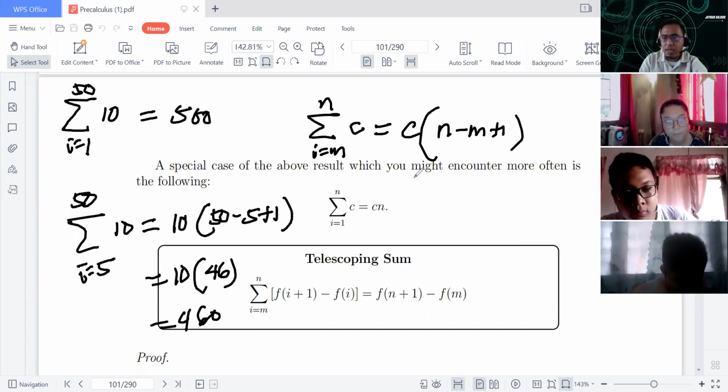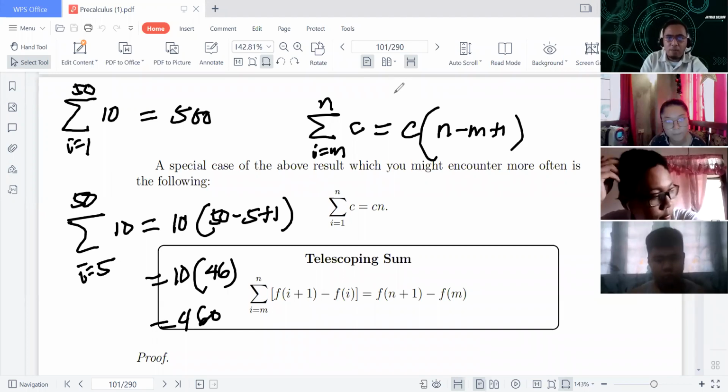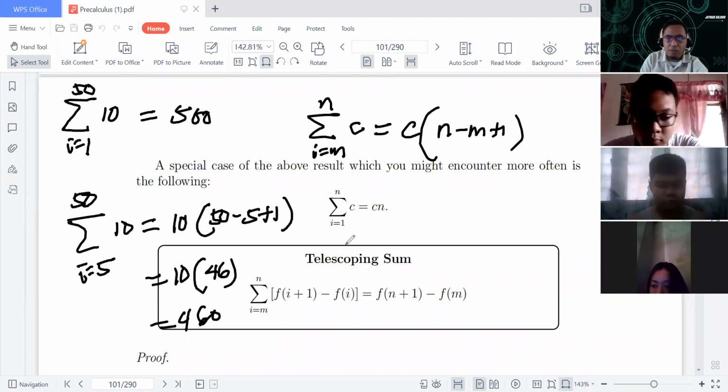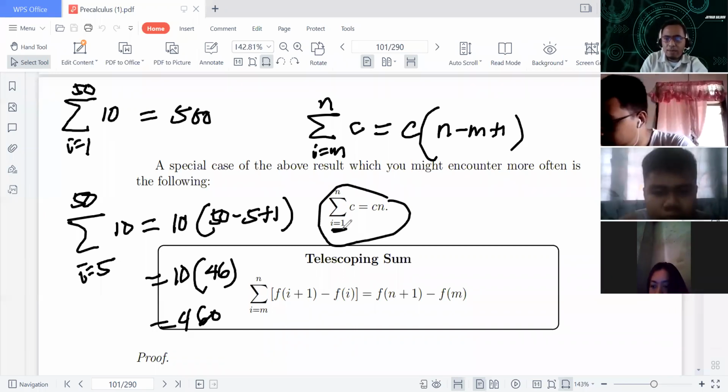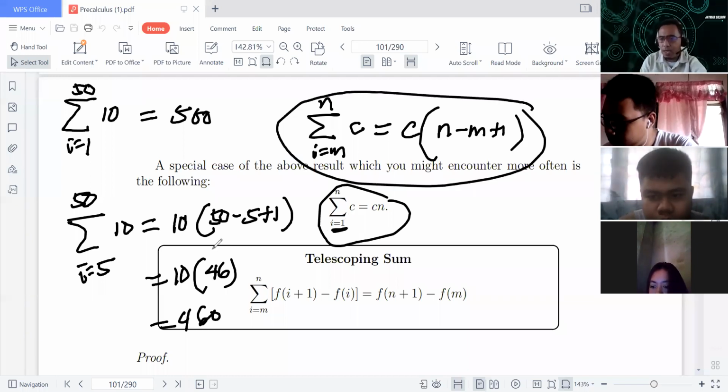Is it clear? So again, I will repeat. You will use this formula if you start from 1. If not from 1, then you will use the other one. Okay, we have another formula to consider.